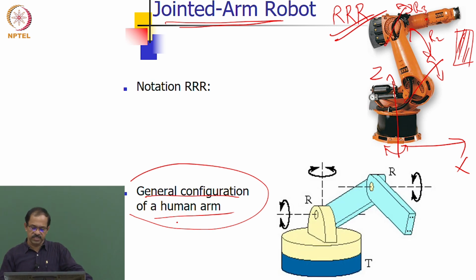So this is the general architecture: rotational axis, and rotational axis. So three rotary joints.